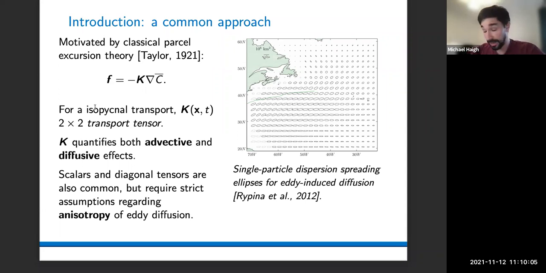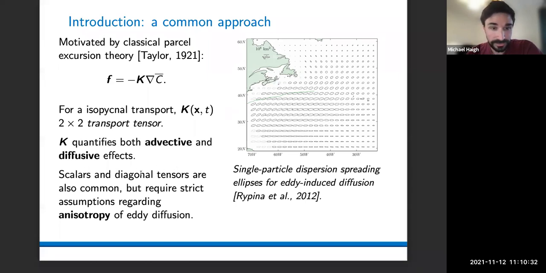So if we're considering isopycnal transport, then this transport tensor in its most general form is a 2x2 matrix. This transport tensor, capital K, quantifies both advective and diffusive effects of the mesoscale eddies. In place of this transport tensor, you might see a lot of studies and implementations in ocean models which use scalars instead, or a diagonal tensor.